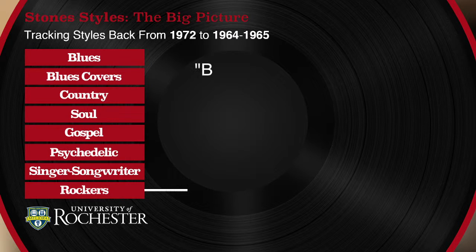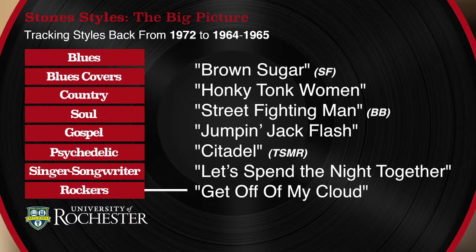And then of course rockers, it's a rich history of rockers. After all, the Stones are primarily a rock band, from Rocks Off, Rip This Joint, Happy, all down the line, Soul Survivor, all on Exile on Main Street. We can go back through to Brown Sugar on Sticky Fingers, Honky Tonk Women, a single, Street Fighting Man on Beggar's Banquet, Jumpin' Jack Flash, a single, Citadel on Their Satanic Majesties Request, Let's Spend the Night Together, back to Get Off of My Cloud, taking us back to 1965.